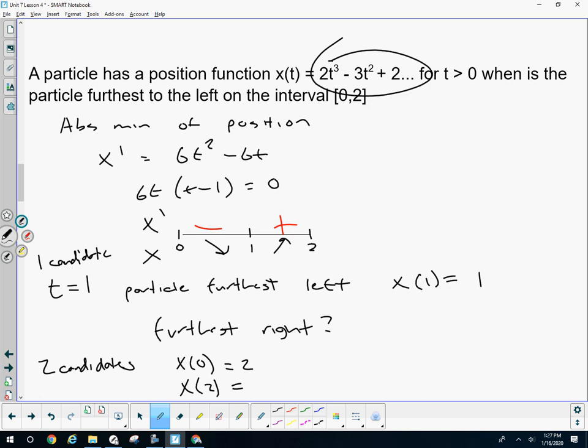16 minus 12 is 4, plus 2 is 6. So no, it ends up being at the right endpoint here as well. This one works. Okay, you see that process? It's not hard. Just make sure if you don't know if it's at a possible endpoint, you got to check.